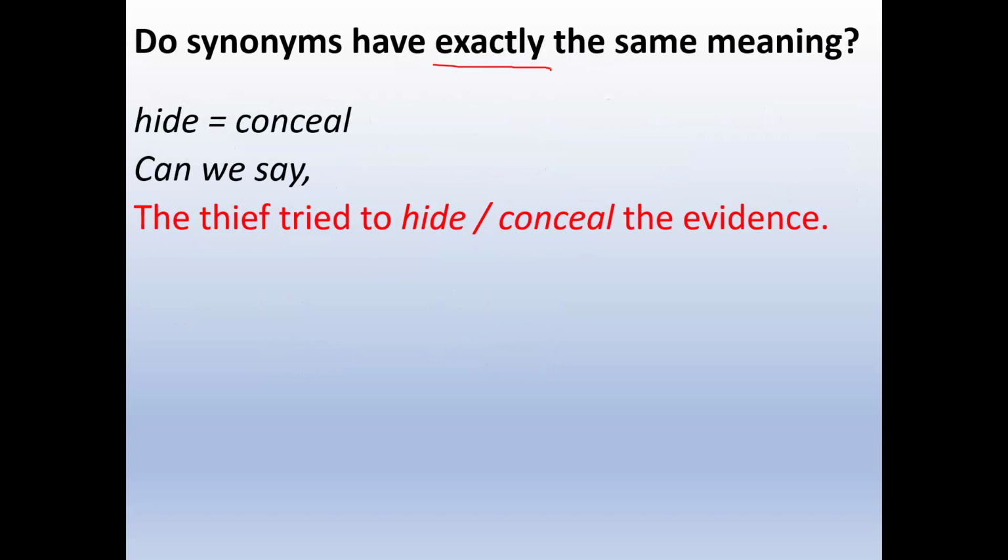Now, there's another example, hide and conceal. Right? Hide and conceal. So, we can take both as synonyms. Both have almost the same meaning. And I have used both words in a sentence here in red color. You can see the thief tried to hide or conceal the evidence. Can you say the thief tried to hide the evidence or the thief tried to conceal the evidence? What is the most appropriate word?